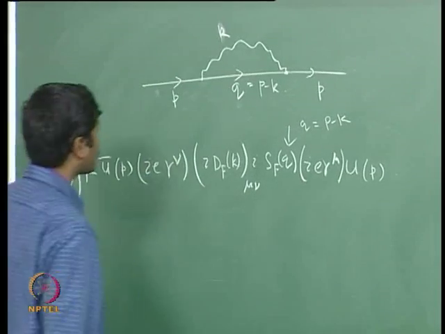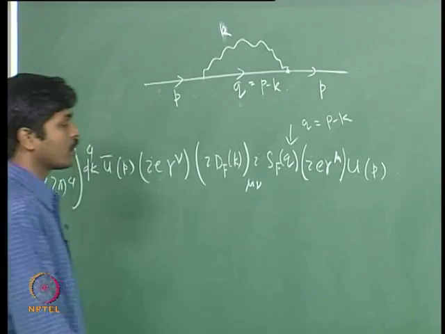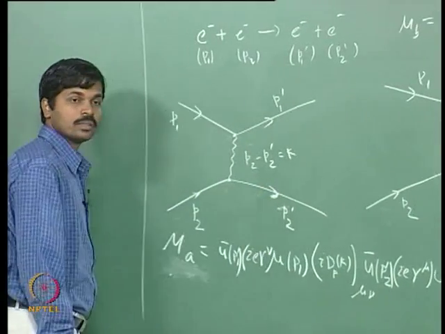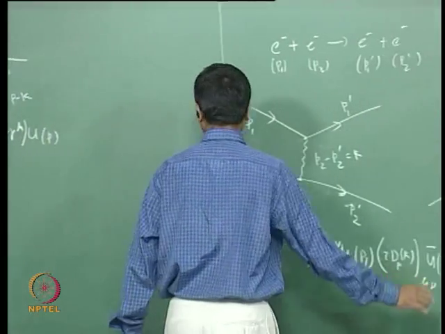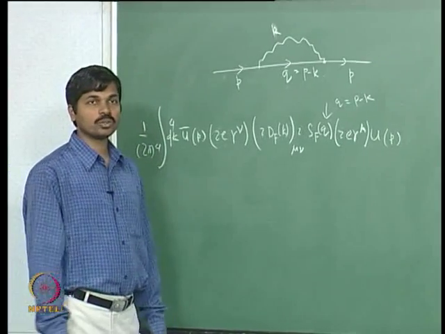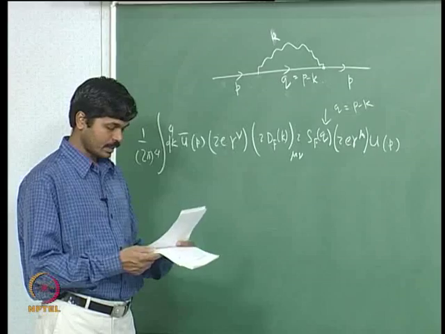So, that way you can consider any physical process: you write down all the Feynman diagrams for this process, and then from the Feynman diagrams you can just derive these amplitudes by following the Feynman rules which we have stated.